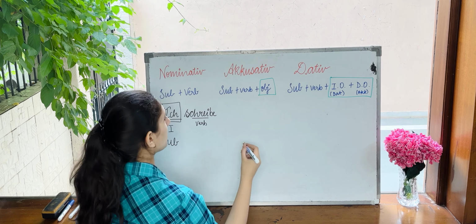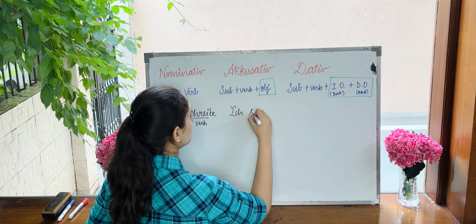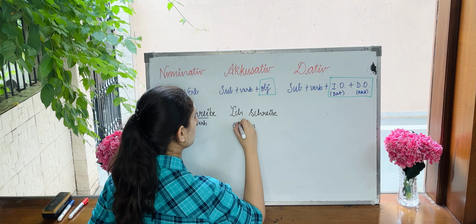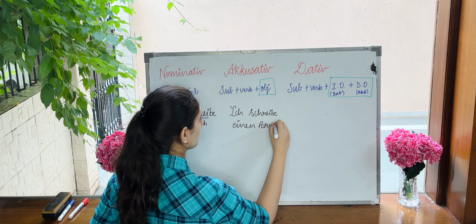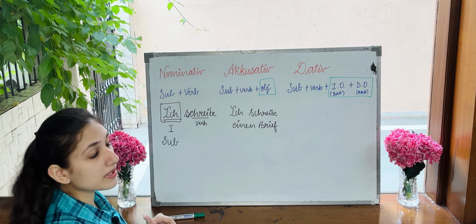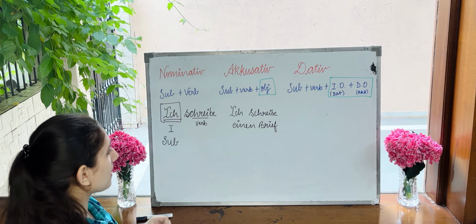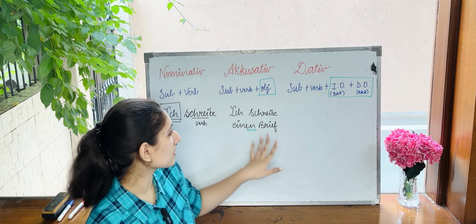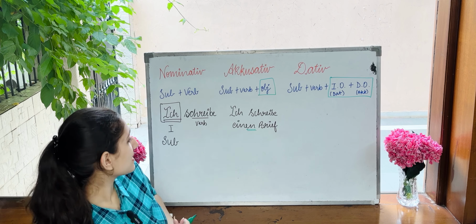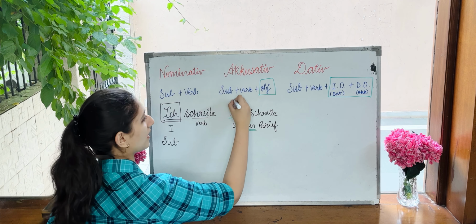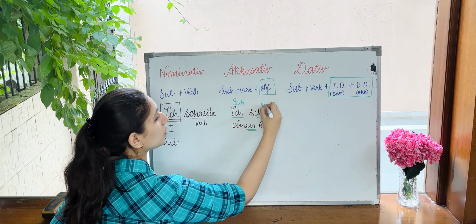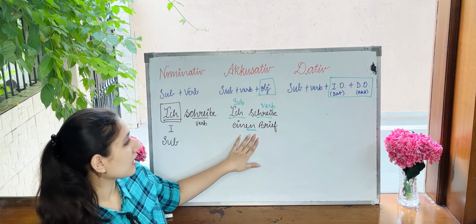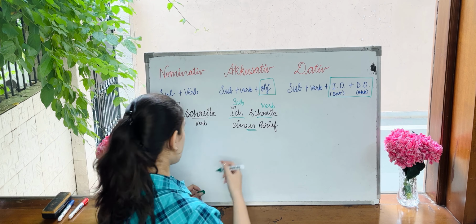Then let's come to accusative. Ich schreibe einen Brief. Now you remember the indefinite articles. So masculine accusative is einen. It has that ending because it's accusative. Ich schreibe, same thing. Ich is the subject, correct? Schreiben is the verb. Einen Brief is the object. What am I writing? A letter.